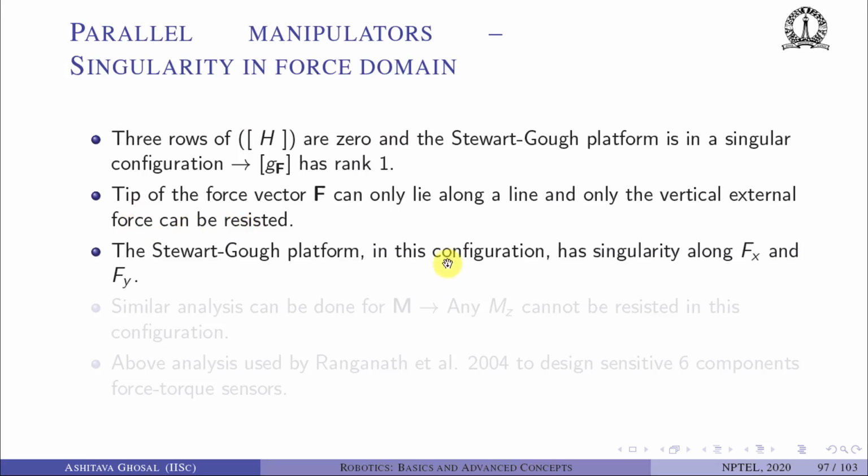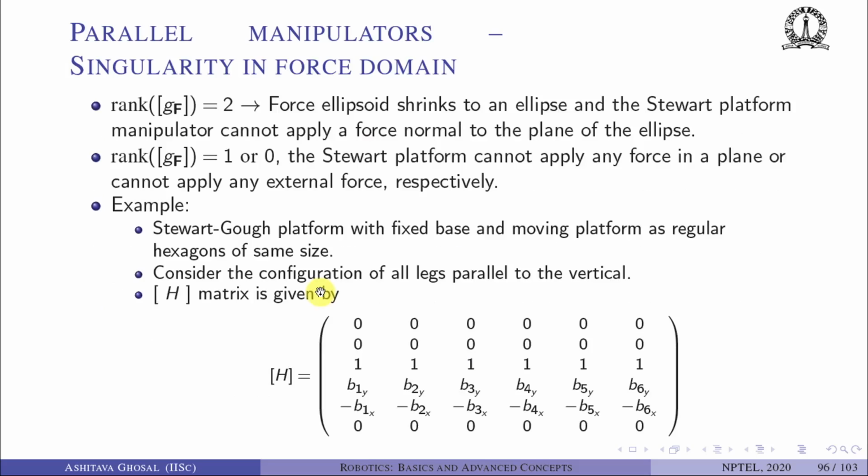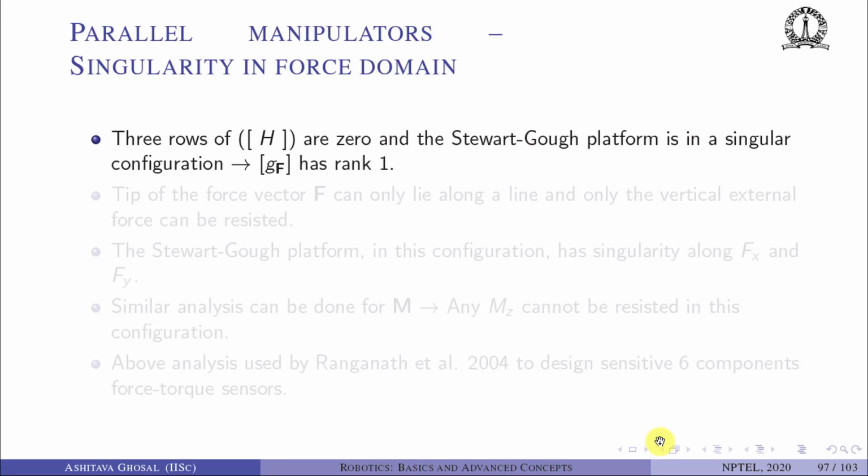Okay, so the Stewart platform in this configuration, which is the very simple configuration which you can visualize, has singularity along fx and fy. Okay, the singularity is also along mz. Why? Because you can see the last row is also 0, 0, 0. So if I apply a moment about the z-axis, again it cannot be resisted.